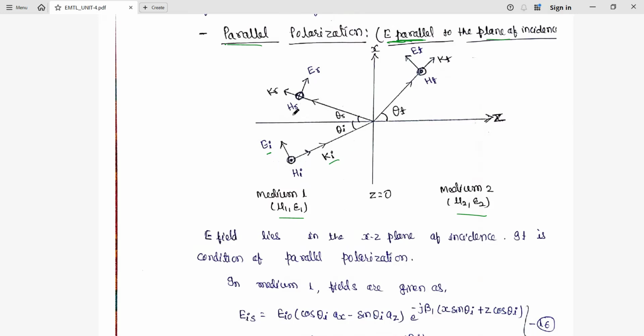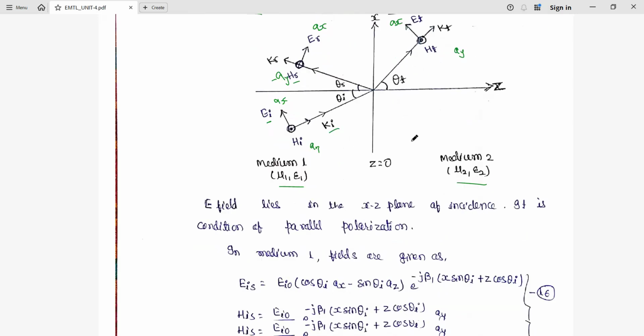After reflection, the direction of HR changes. Earlier it was coming out of the surface; it is still perpendicular, but the direction has changed. If here it is AY, here it becomes minus AY. But E remains along the X direction after reflection also. In the case of the transmitted wave, the magnetic field component remains along the y-axis and the electric field component remains along the x-axis. So the electric field component is always parallel to the plane of incidence, and that is the condition of parallel polarization.